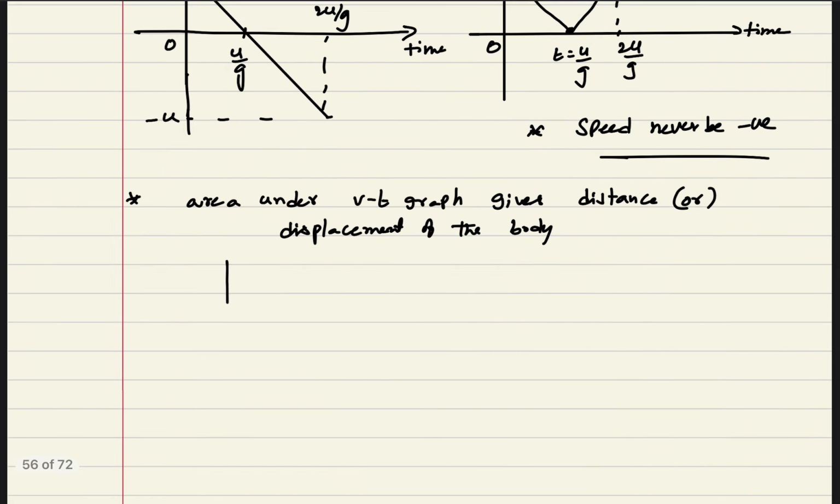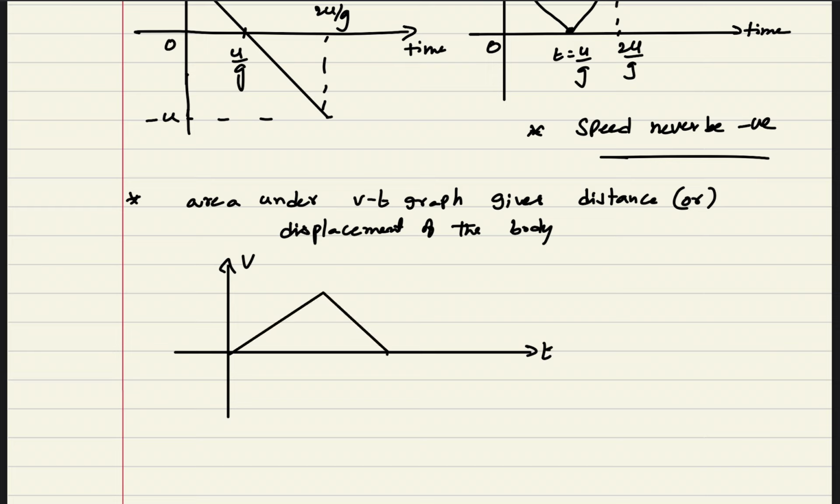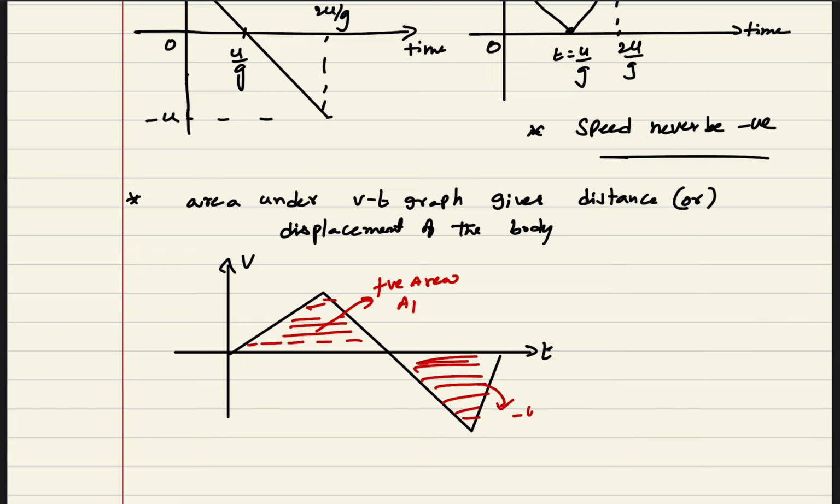Now let us consider one graph, just to see how to calculate this. I am giving one graph, a V and T graph, like this. If it is a graph like this, you can see that this first area is a positive area, write A1. The next one is a negative area, let us consider that A2.